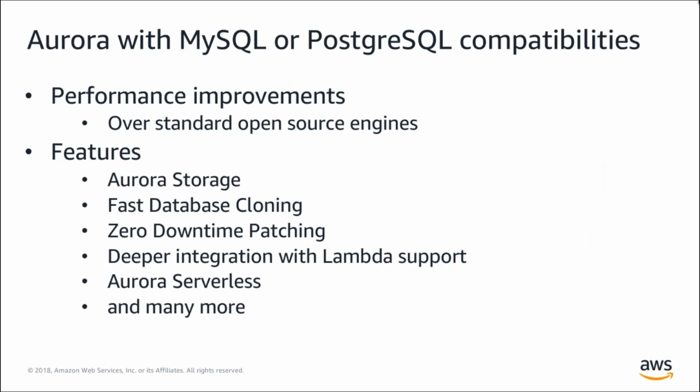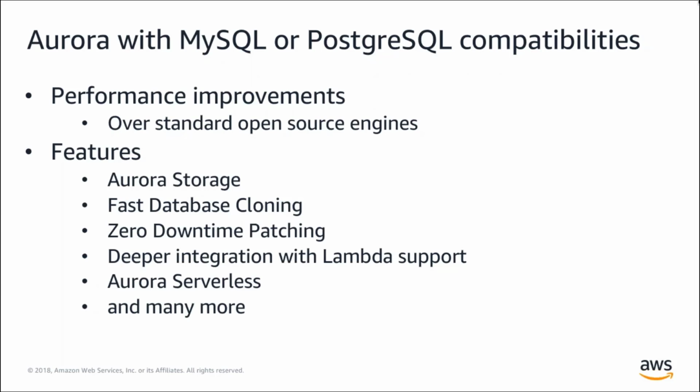Now let's talk about Amazon Aurora. Amazon Aurora comes with MySQL and Postgres compatibility. Amazon Aurora basically has performance changes in the open source engines in order to give you higher performance than the standard community engines. It also has additional features on top of the community features, and these features are designed for enterprise deployments.